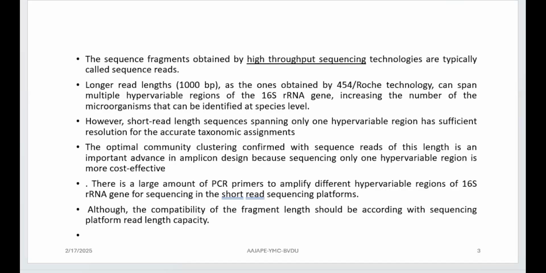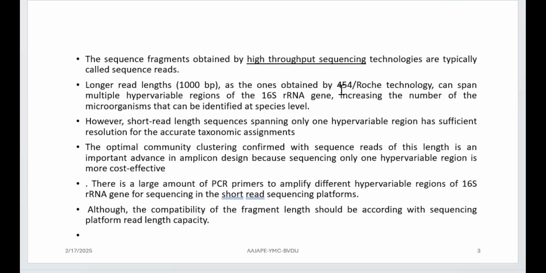So when we talk about sequencing, here are some general terms. High throughput sequencing, we know, Illumina or MicroSeq, just now we talked about it. These are high throughput sequencing technologies. These are going to read, and whatever sequence you get is called a sequence read. The sequence read can be shorter, or it can be longer. Longer sequence reads are about 1,000 base pairs, and one of the technologies used is 454 Roche technology. We have talked about it in the previous lectures.